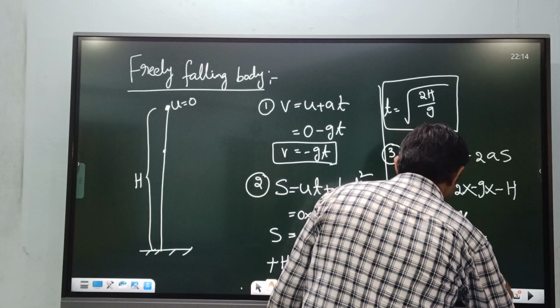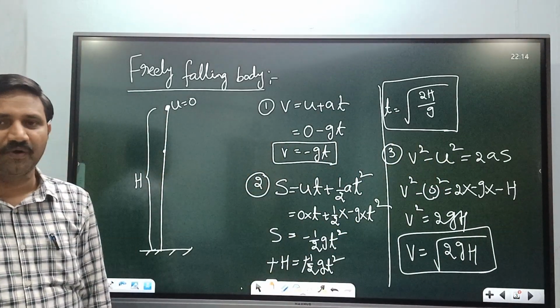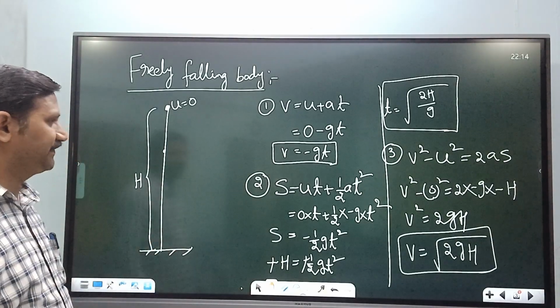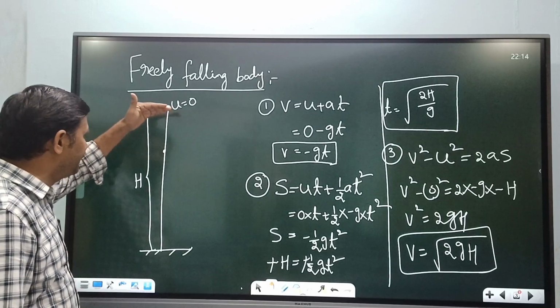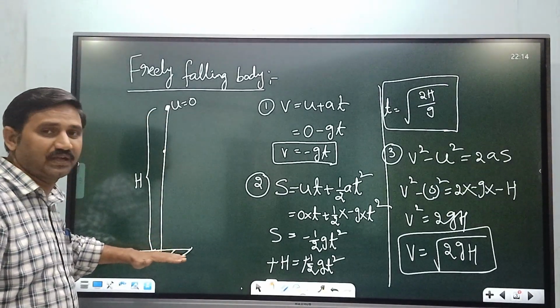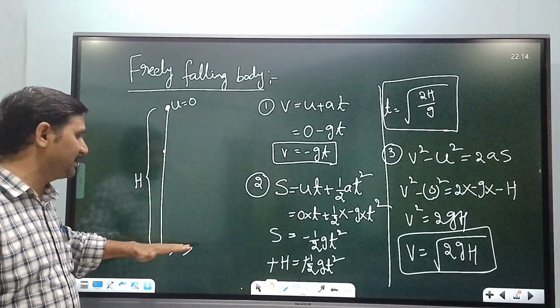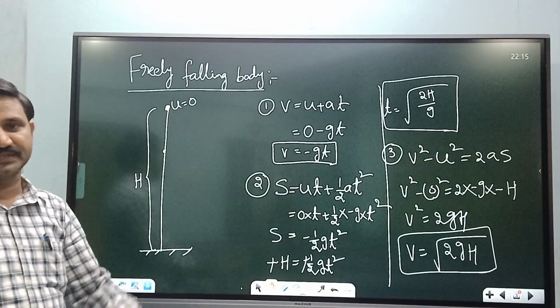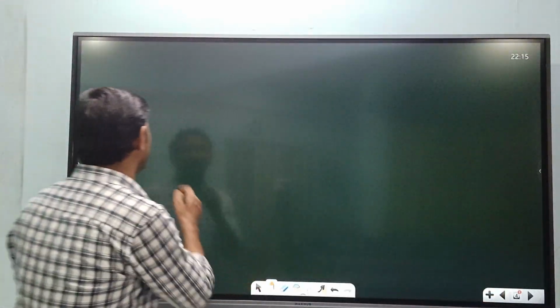This is the velocity of the body to reach the bottom of the surface. Here the initial velocity of the body is 0. As time passes, the velocity of the body increases continuously. When it reaches the ground, the body has maximum velocity. What is the maximum velocity? V is equal to root 2gh. That is our third equation of motion. Then what is the fourth equation of motion?